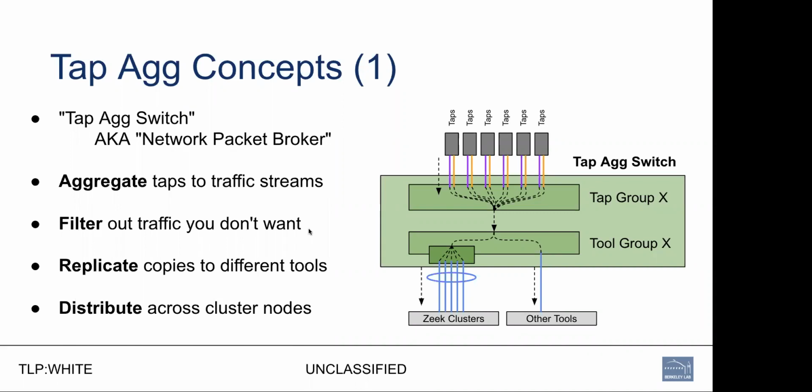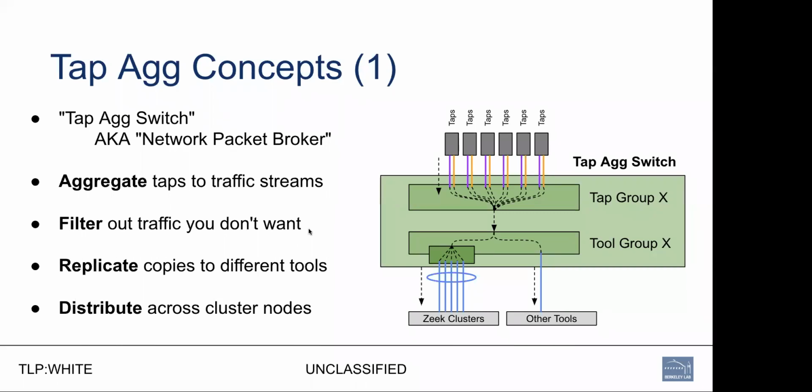Also known as network packet brokers. You can kind of think of them as layer 2-ish switches that do some functionality to manipulate traffic. So this is copies of traffic coming out of the taps. You can aggregate those taps into a traffic stream. You can then apply filters to it if there's traffic you don't want, or if there's specific traffic you do want and you don't want the rest.